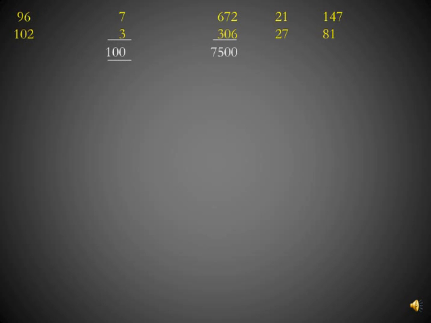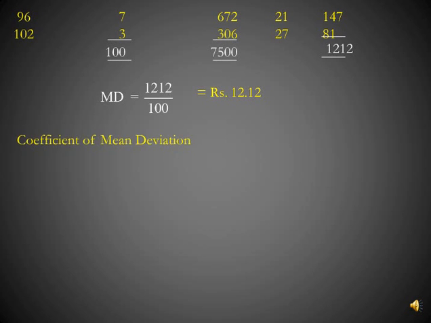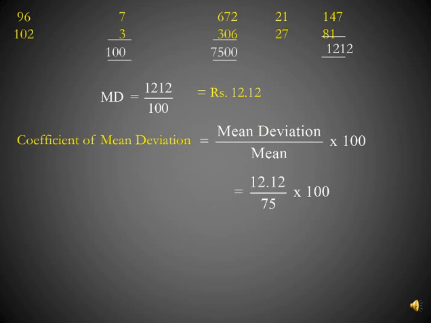So we will take the sum for sigma fx and for sigma f into |x minus x bar|. Putting the values in the formula of mean deviation, we get our mean deviation as rupees 12.12. And if we have to calculate the coefficient of mean deviation, it is mean deviation upon mean into 100. So it is 12.12 upon 75 into 100, that is 16.16.